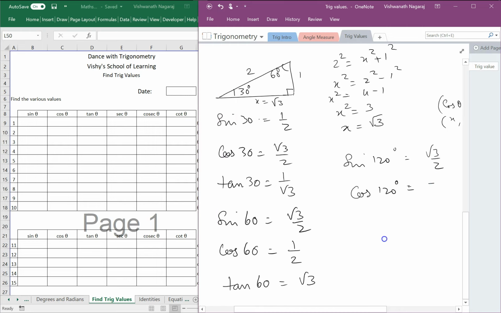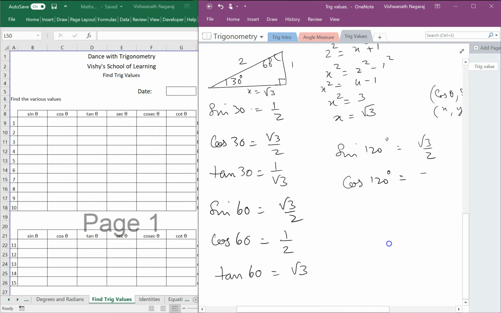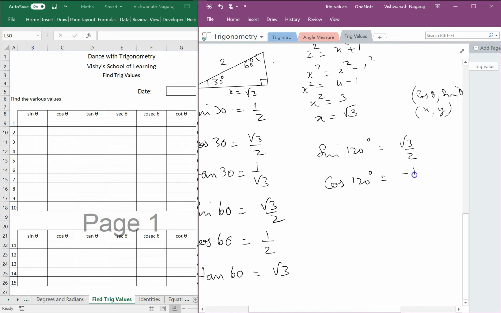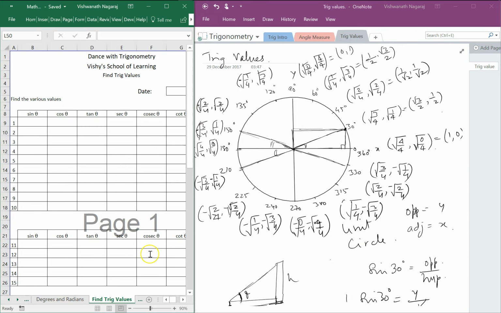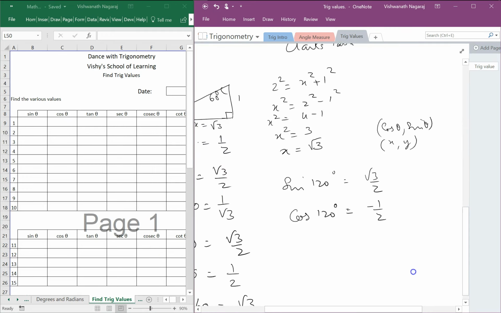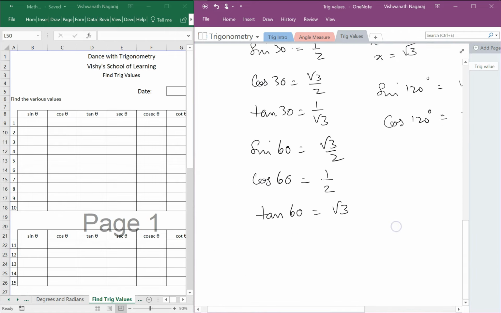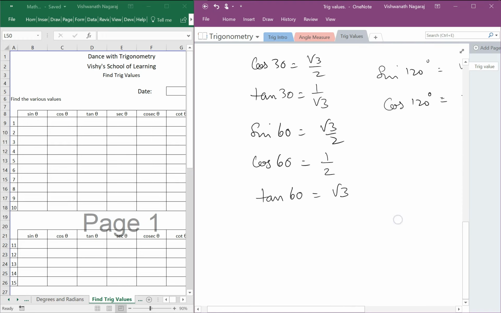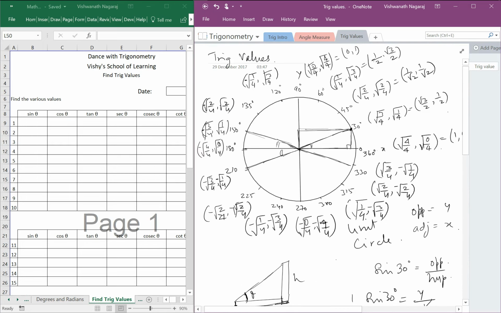Again, go back to cos 60. Cos 60 is 1 by 2. So here it will become minus 1 by 2. So minus 1 by 2 and root 3 by 2. Minus 1 by 2 is cos, root 3 by 2 is sine. Sine is root 3 by 2, cos is minus 1 by 2. So the unit circle will really help you in figuring out a lot of things. So try to master this.